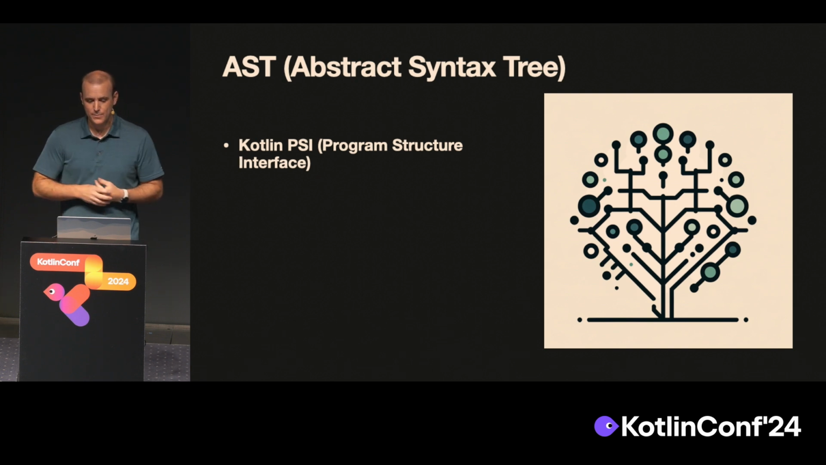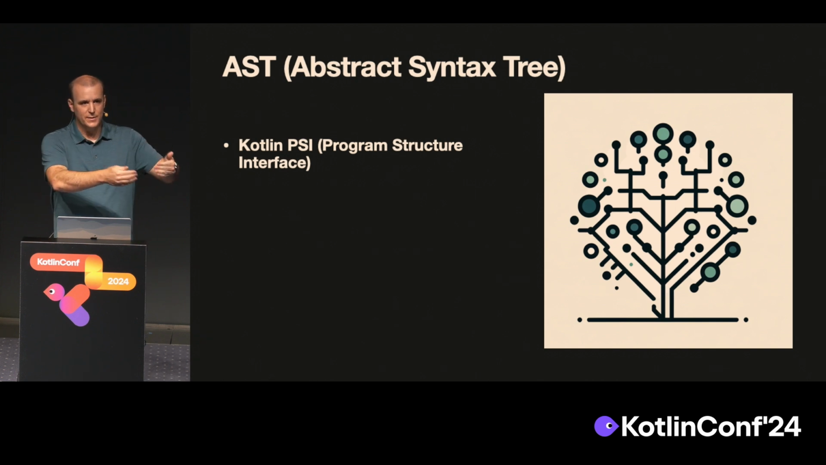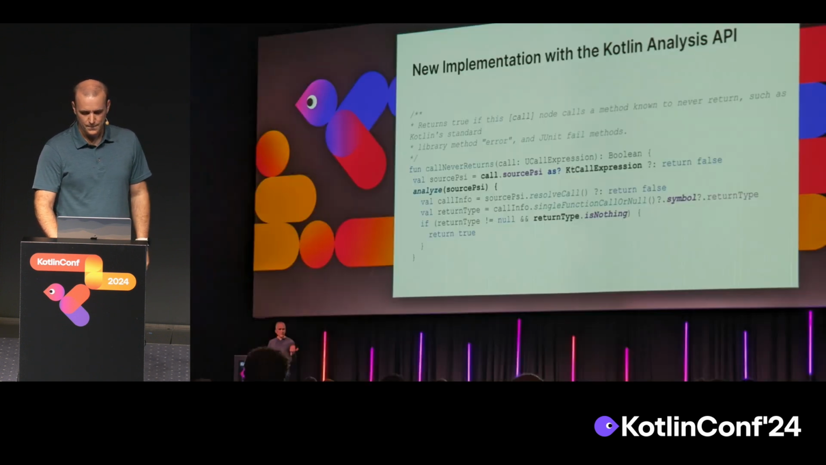So in Kotlin, we use the PSI, the programming structure interface, to do this. You use the Kotlin embeddable compiler as a dependency, and then you have access to do this. And that parses the code into an AST representation, and you can traverse it for info.